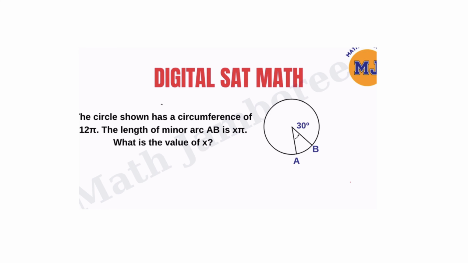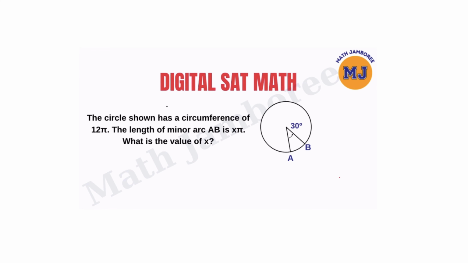We have another digital SAT math type of question from the topic of parts of a circle. Let's dive into it. The circle shown has a circumference of 12 pi. The length of minor arc is x pi. This is x pi. And what is the value of x?